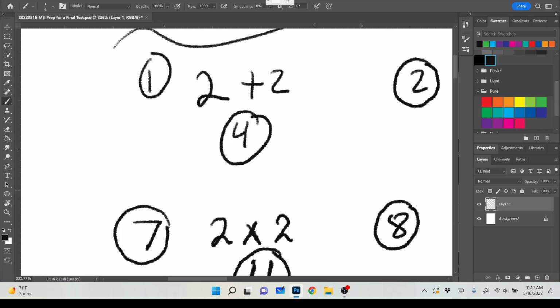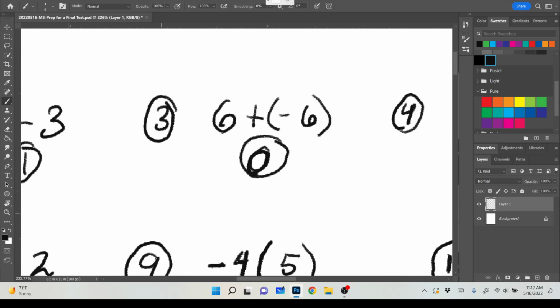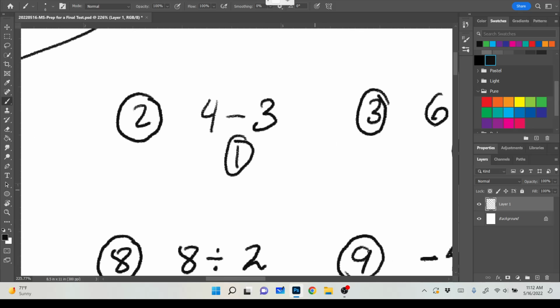So what would be a problem that's like number one that you could make up? Somebody give me one. 46 plus 78. Sounds great. What's an example like number 2? 99 minus 3. Sure. It's got to be a minus to be like number 2, right?